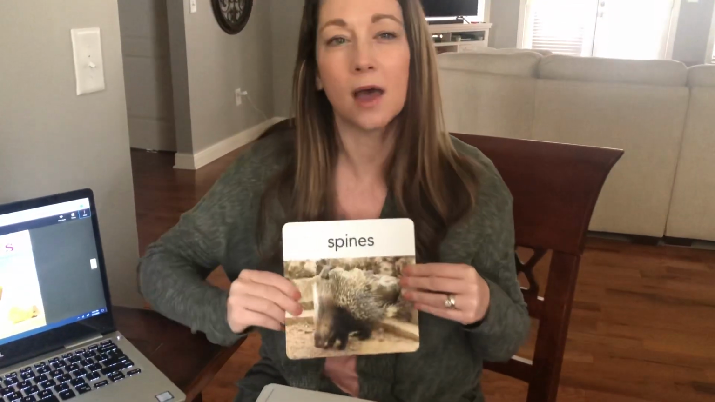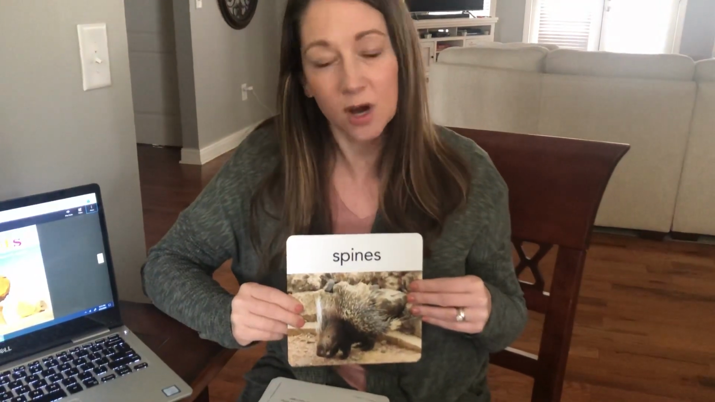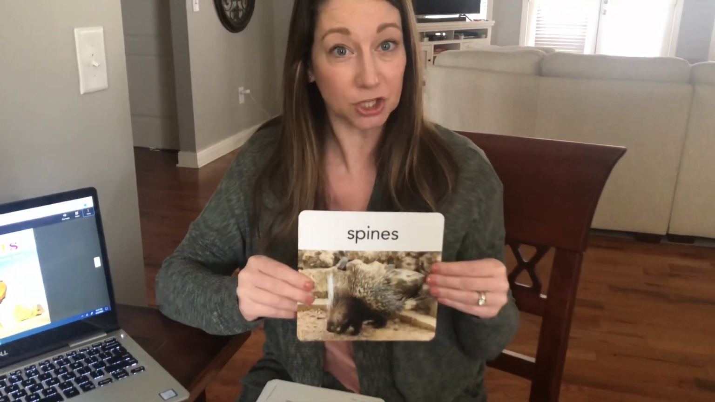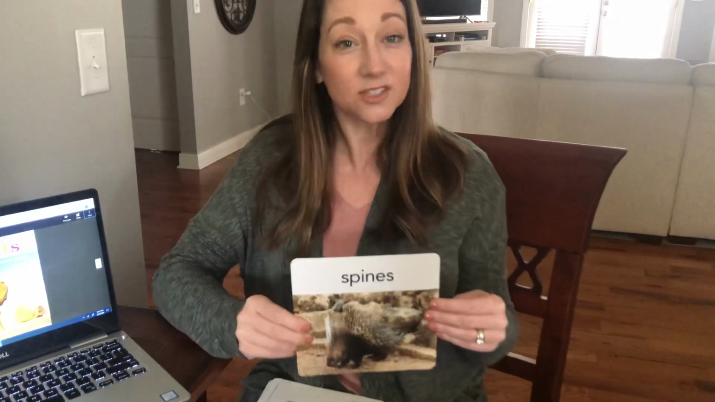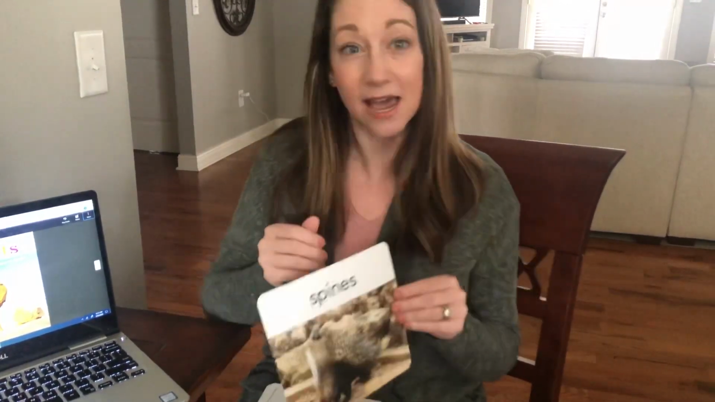So we see the porcupine, but how did they use the word spines in our story? Because I don't remember seeing a porcupine. Did you? That's right. It was a cactus. A cactus has spines. Everybody say spines. Good.